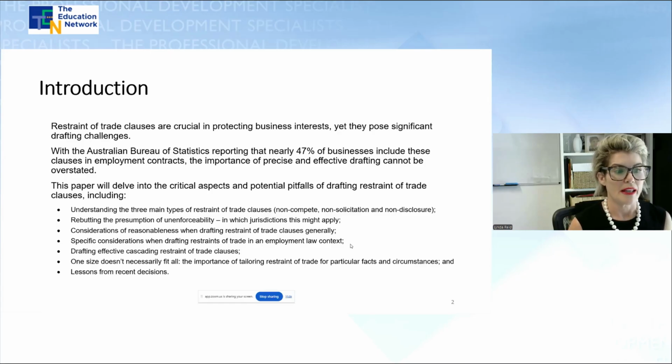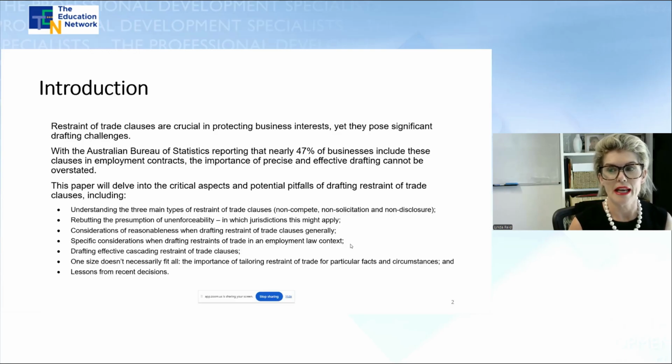We're going to have a look at the three main types of restraint clauses. So looking at non-compete clauses, non-solicitation clauses, and non-disclosure clauses that protect confidential information. We're going to have a look at rebutting the presumption of unenforceability and looking at the jurisdictions in which this might apply, both outside Australia and also across Australian states and territories.